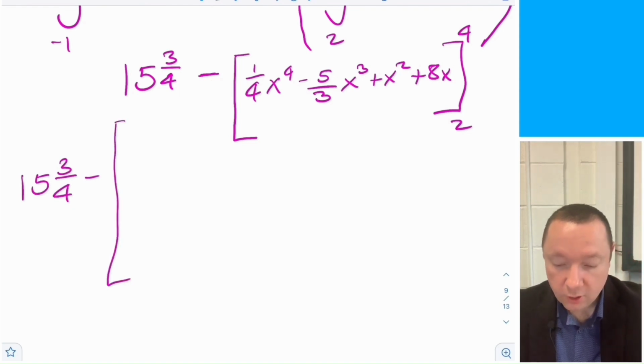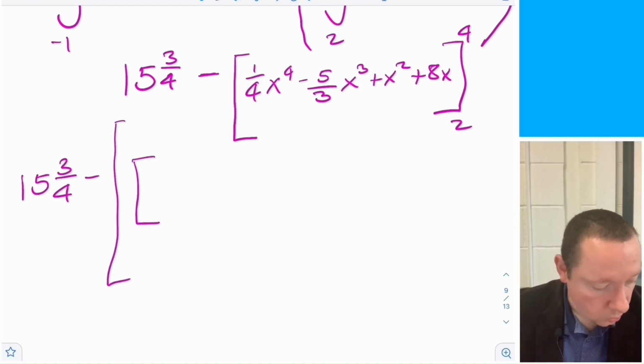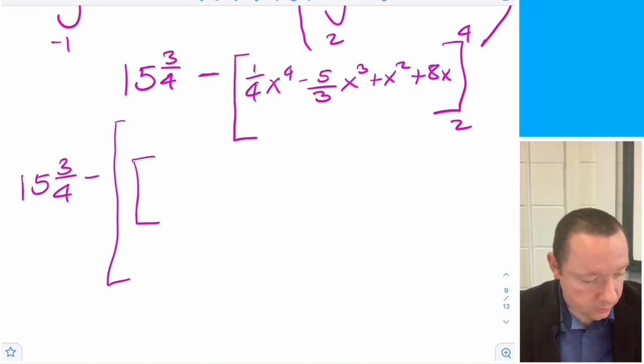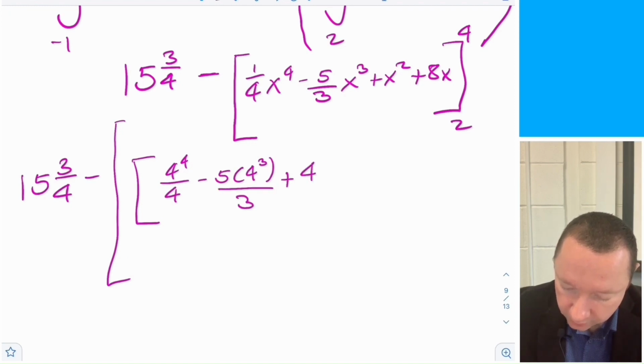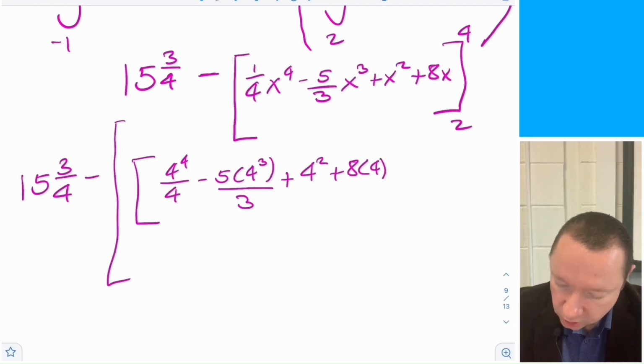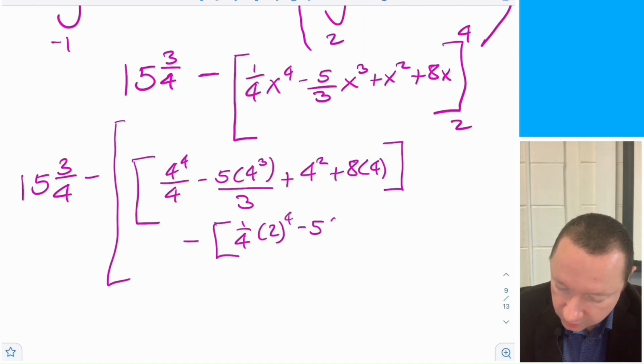Let's substitute our 4 in to start with. So we end up with 4 to the power of 4 over 4 minus 5 times 4 cubed over 3 plus 4 squared plus 8 times 4. So that's our first limit. Take away our second limit, which in this case is 2, so it's a quarter 2 to the power of 4 minus 5 2 cubed over 3 plus 2 squared plus 8 times 2.